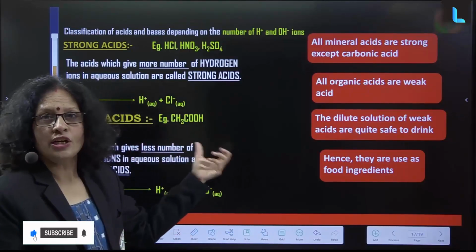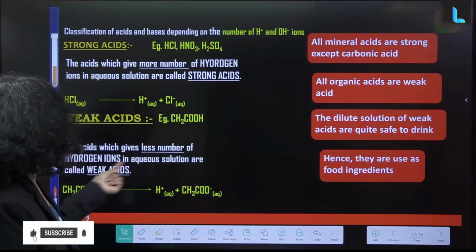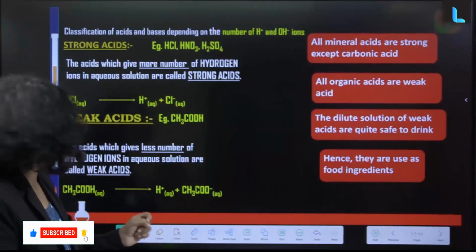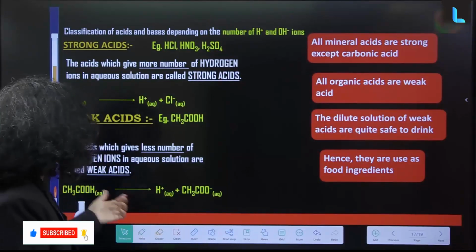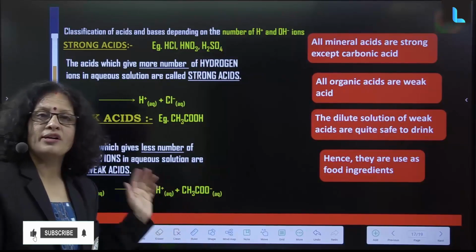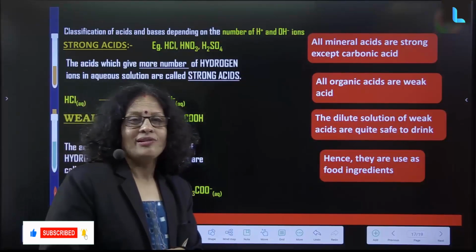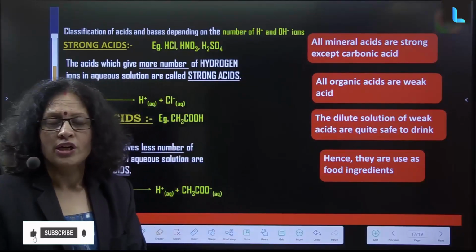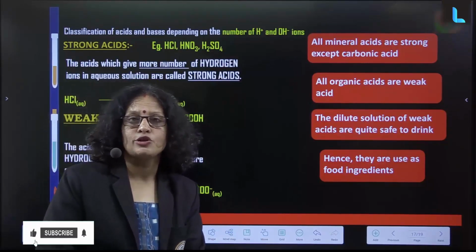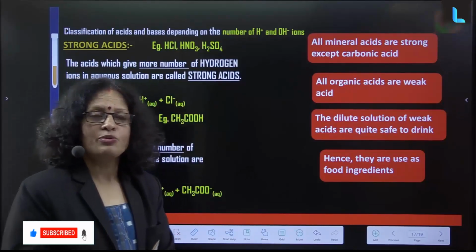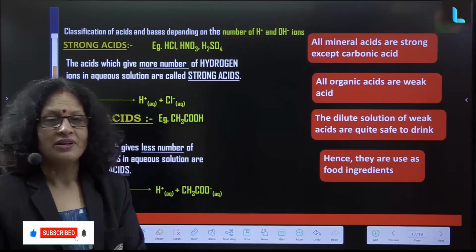Weak acids are those which are partially ionizing. Partially ionizing means giving fewer hydrogen ions in aqueous solution, and these are called weak acids. Like acetic acid, when it breaks it gives H plus ions, but only part of the acetic acid dissociates. Part remains undissociated in the solution. That is called partial ionization. Because it ionizes partially, the number of ions produced is less in the solution, so they are weak acids or weak bases. So weak acids and weak bases are partially ionizing. Strong acids and strong bases are completely ionizing.